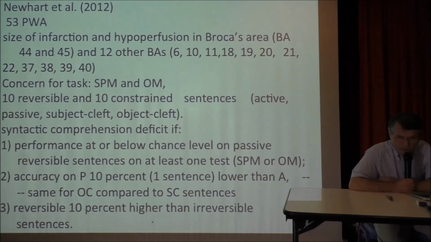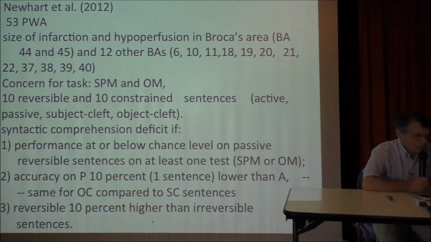Okay, so I do have the opportunity here to now turn back to neurological data and look at 2 studies. I already mentioned one, our 2007 study, that look for deficit lesion correlations as a function of task. Remember, I told you I was going to defer discussion of 2 of these papers till later. That's because they introduced task. So one of them is an acute study, 53 patients, where the size of infarction and hypoperfusion in Broca's area and 12 other Brodmann areas was measured.